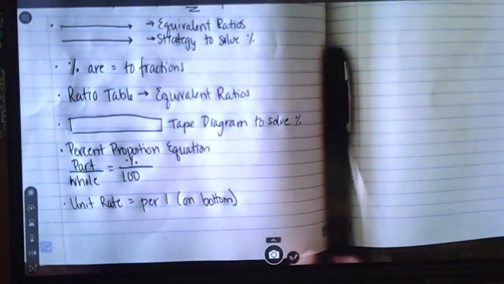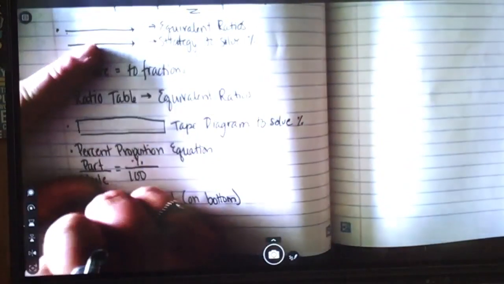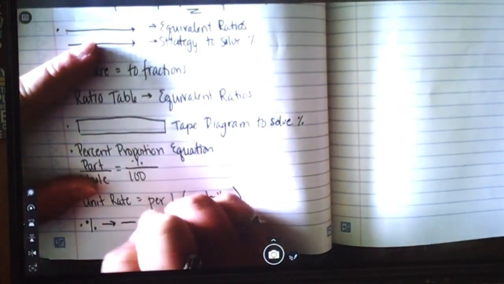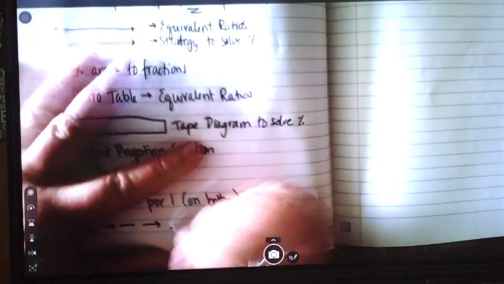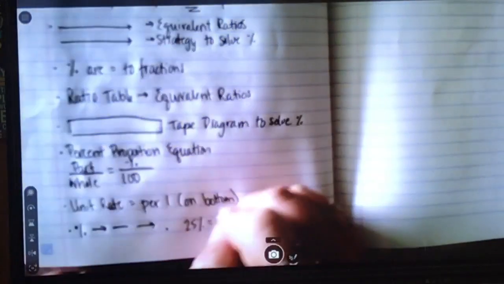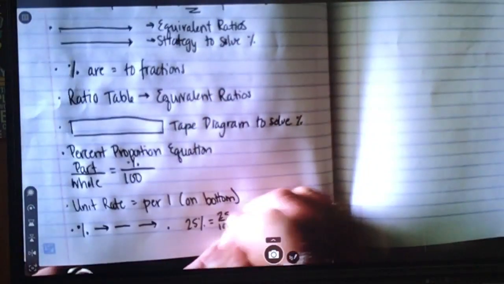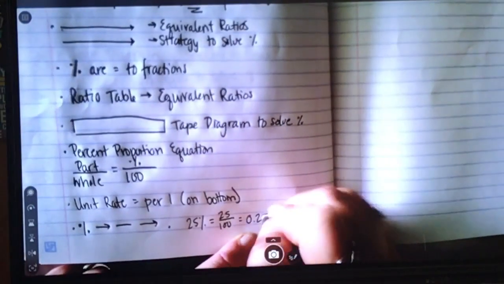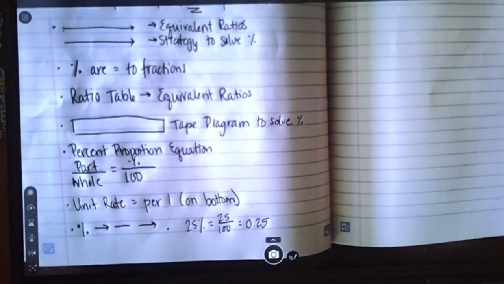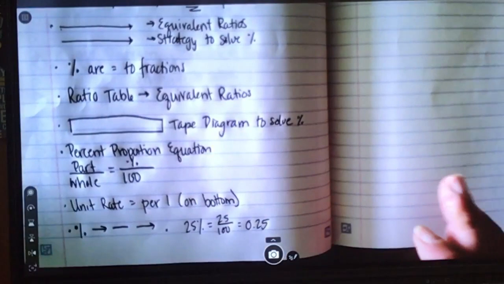Fractions. So we'll say 25% equals 25 hundredths. All right. Yes. I did 79 over 100 equals 79%.